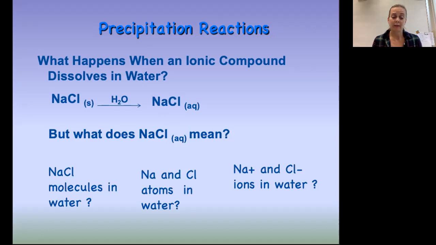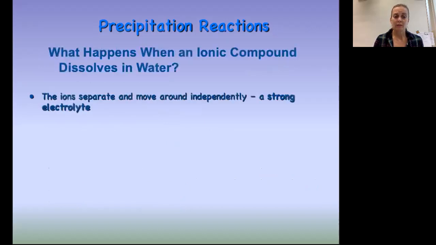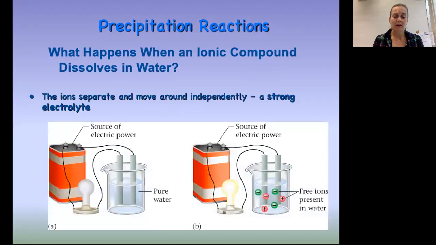When we put an ionic compound into water, if it dissolves, it does something called dissociating. So you know that to associate means to come together. Dissociating means to come apart. So when an ionic compound dissolves in water, the ions separate from each other and they move around independently. This makes ionic compounds what we call strong electrolytes. So when we put an ionic compound into water, it actually allows the water to conduct electricity. Pure water does not do that.